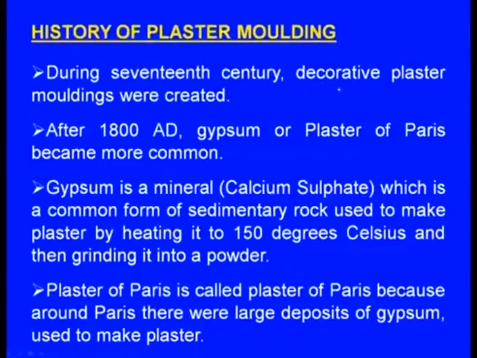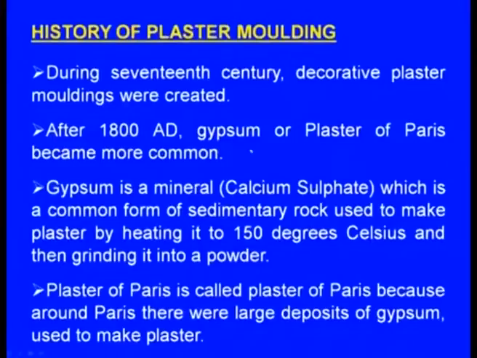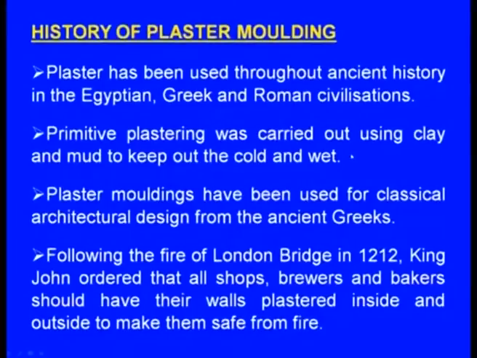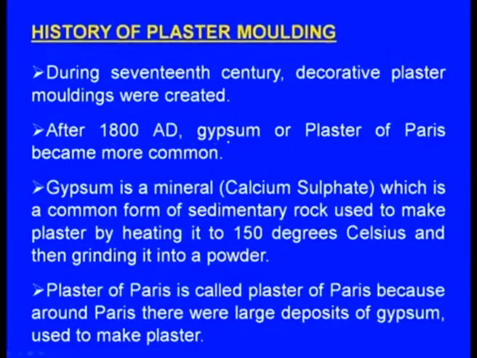During the 17th century, decorative plaster moldings and art items were created. After 1800 AD, gypsum or plaster of Paris became more common. So, in the beginning what was the material used? People used clay and mud as the plastering material, but later, in 1800 AD, gypsum or plaster of Paris became more common.